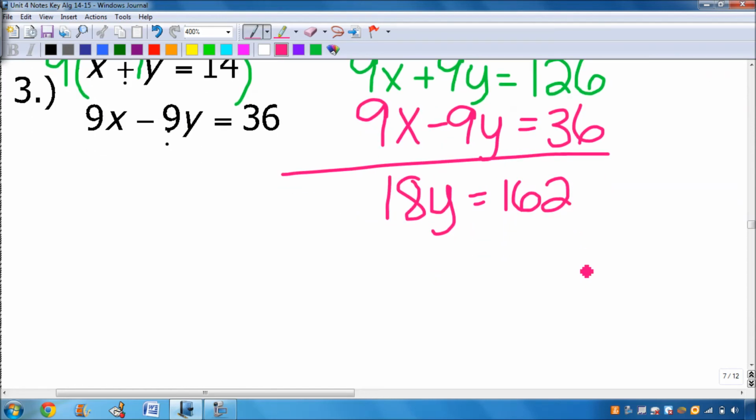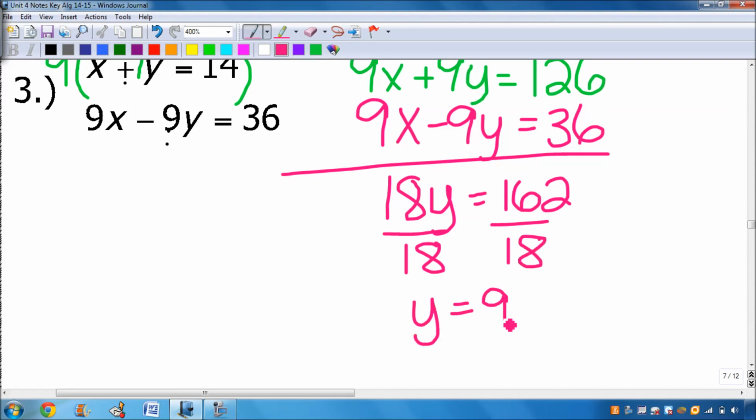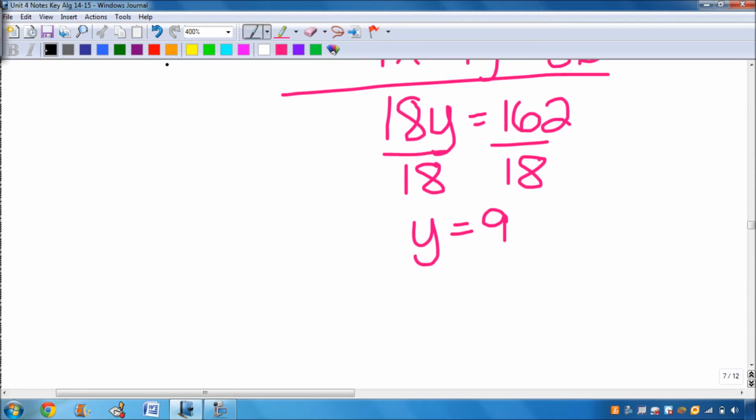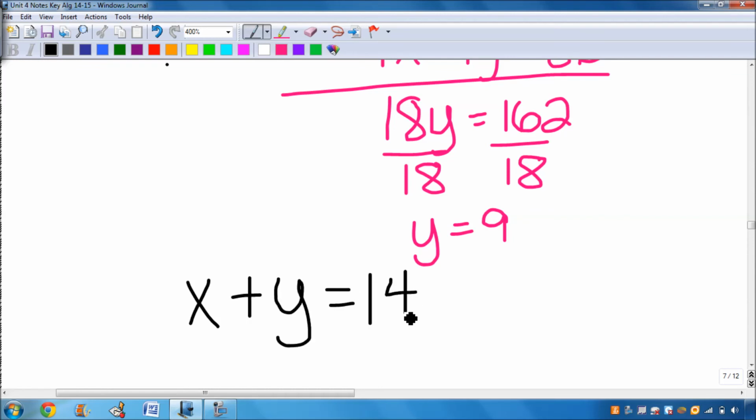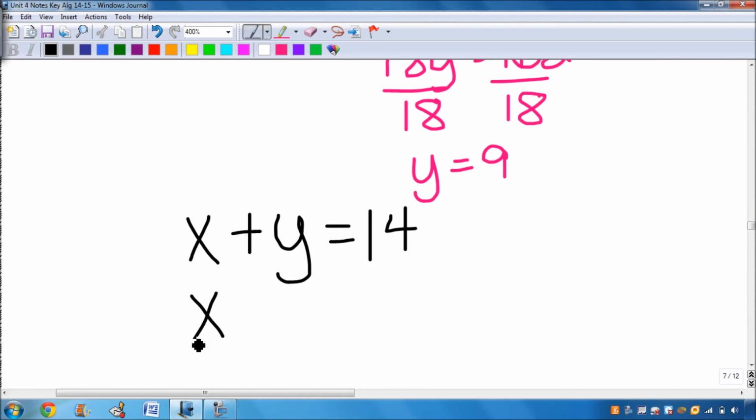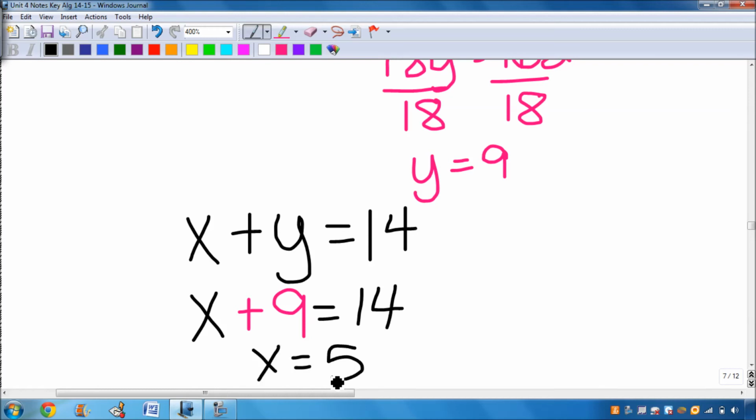Okay, so now all I have to do is divide both sides by 18, and I end up getting y equals 9. Okay, now that I know what y is, I can plug it into any equation I want and solve for x. So I'm going to plug it into the top equation. x plus y equals 14. And instead of y, I'm going to replace it with this 9. So x plus 9 equals 14. Solve for x, you end up getting x equals 5. Which means that your answer would be 5, 9.